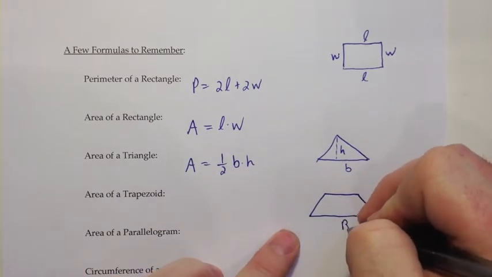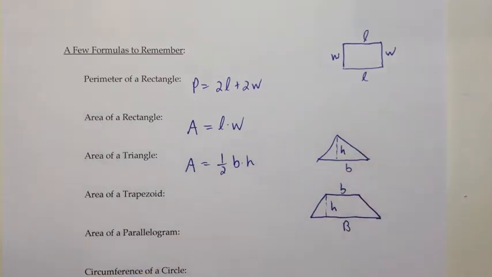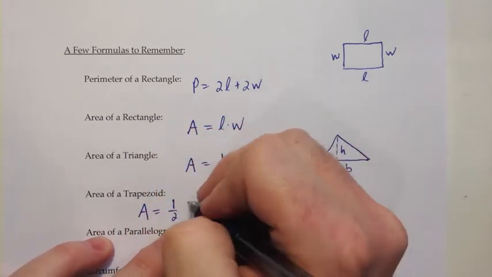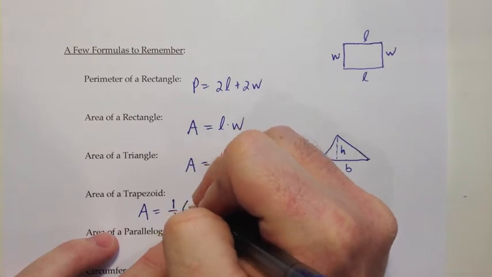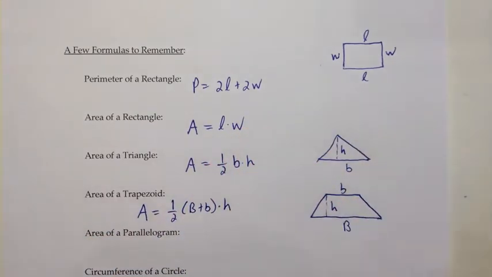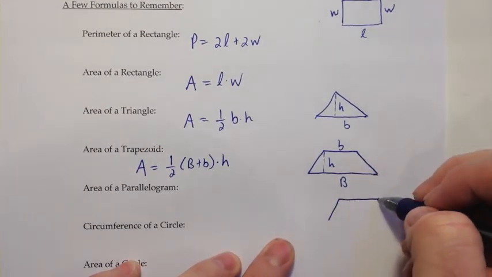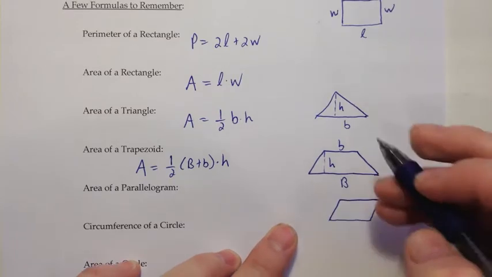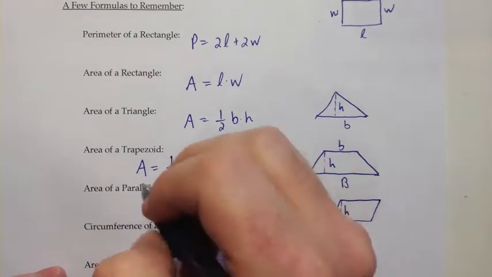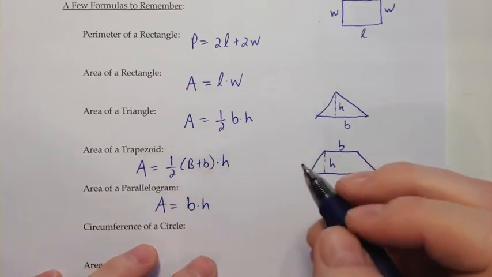Area of a trapezoid. A trapezoid has two parallel sides and two that are not. Sometimes we might call this the big base and the little base, and then we have a height as well. And the area of a trapezoid is 1/2 times the sum of the two bases, so big B plus little b, times h. Area of a parallelogram. A parallelogram has opposite sides parallel to each other, and we have a height to that, and we'd refer to this as the base. And a lot like a rectangle, the area of the parallelogram is just base times height.